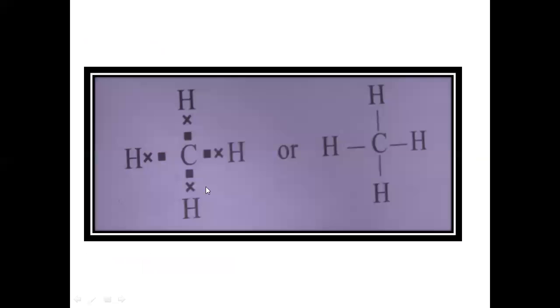The structure of methane, or Lewis structure of methane, we can also represent it in this form. The dots of carbon, which is the central atom, and the crosses of four hydrogen atoms which are attached to or surround the central carbon atom. And then by sharing these electrons, you can see four single covalent bonds are formed by carbon atom with four hydrogen atoms. The covalent bond we represent by dashes or a dash line.